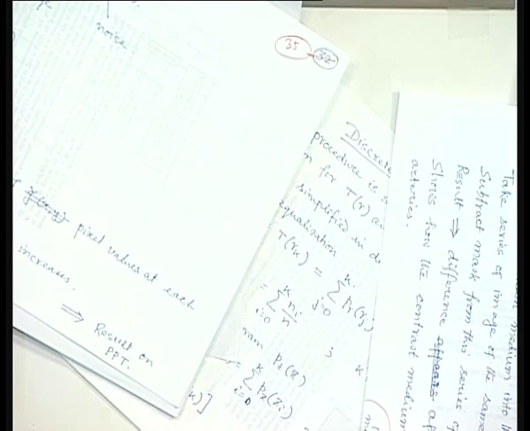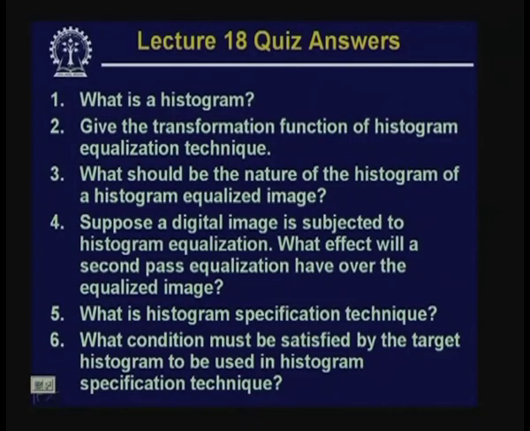With this we come to an end of our discussion on point processing techniques for image enhancement. Now, let us discuss the questions that we placed in the last class. The first one is, what is an image histogram? A few of the questions are very obvious, so we are not going to discuss them. The fourth one is very interesting: suppose a digital image is subjected to histogram equalization, what effect will a second pass equalization have over the equalized image?